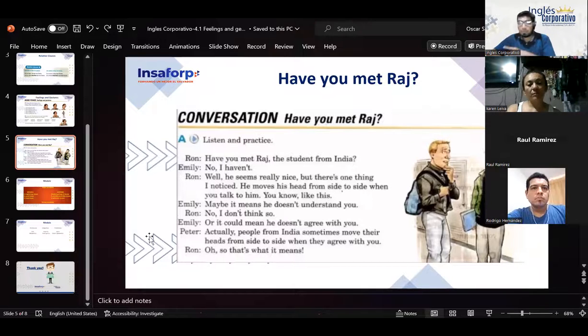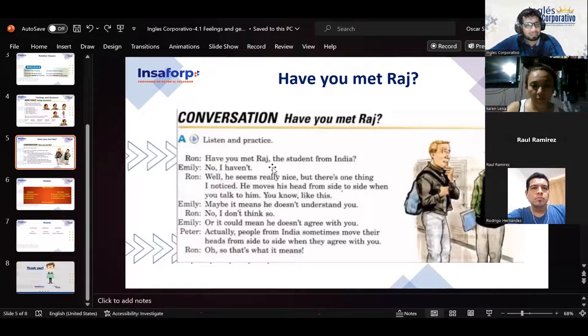So when we go to the breakout rooms, try to switch that Peter person, so you have different Peters in the breakout room, because if we do only one person as Peter, that will not count as a practice. Now, so we have Ron, Emily, and Peter, and this is how the conversation is supposed to go.